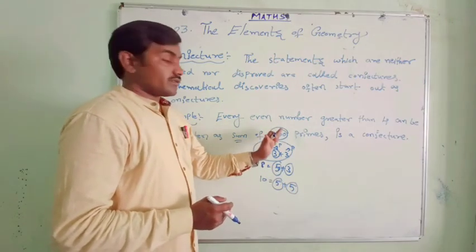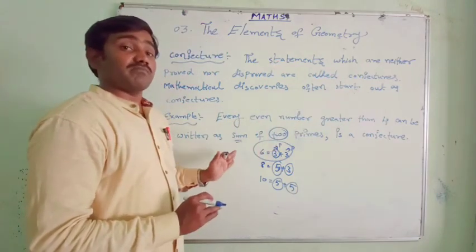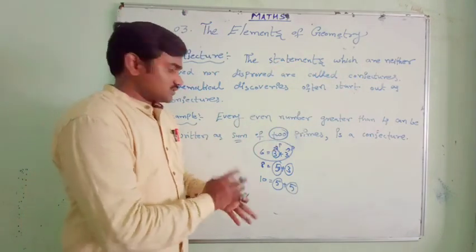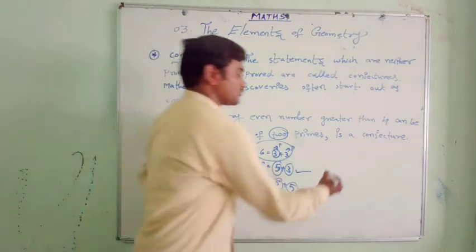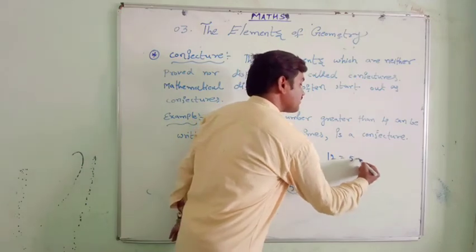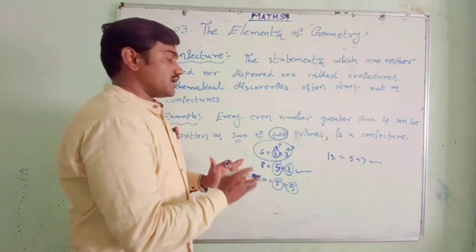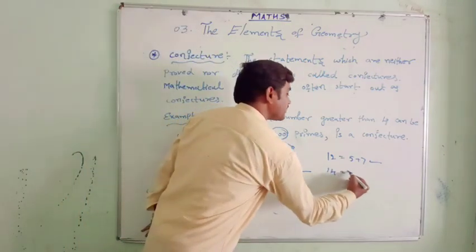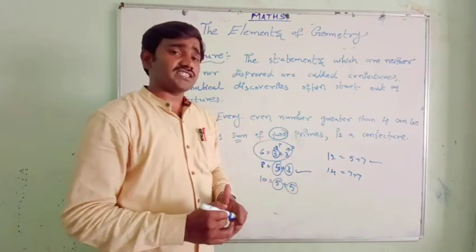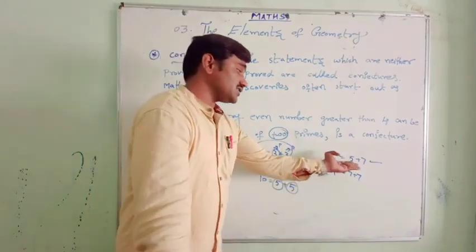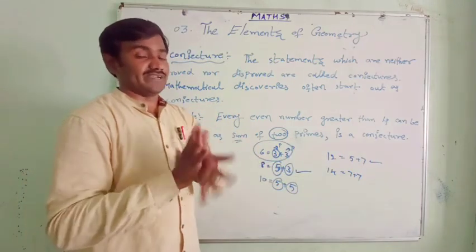So every even number greater than 4 can be written as the sum of two primes. It can be proved in some cases. See, 8 can be written as 5 plus 3. Suppose 12, 12 can be written as 5 plus 7. In this case, this statement is proved. And if you take 14, it can be written as 7 plus 7. In this case, we have used only one prime number, so it is disproved. In this case, it is proved. So these kinds of statements are called conjectures, hypothesis statements.